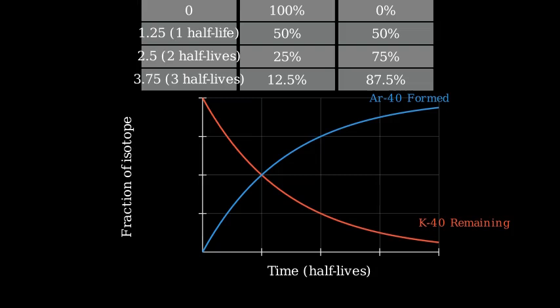The blue curve shows the amount of argon 40 that forms as potassium 40 decays. At time 0, we start with 100% potassium 40 and 0% argon 40. At 1 half-life, we have 50% of each. At 2 half-lives, 25% of the original atoms remain as potassium 40 and 75% have become argon 40. And this pattern continues. Now, let's see how we can use radioactive decay to determine the age of rocks.